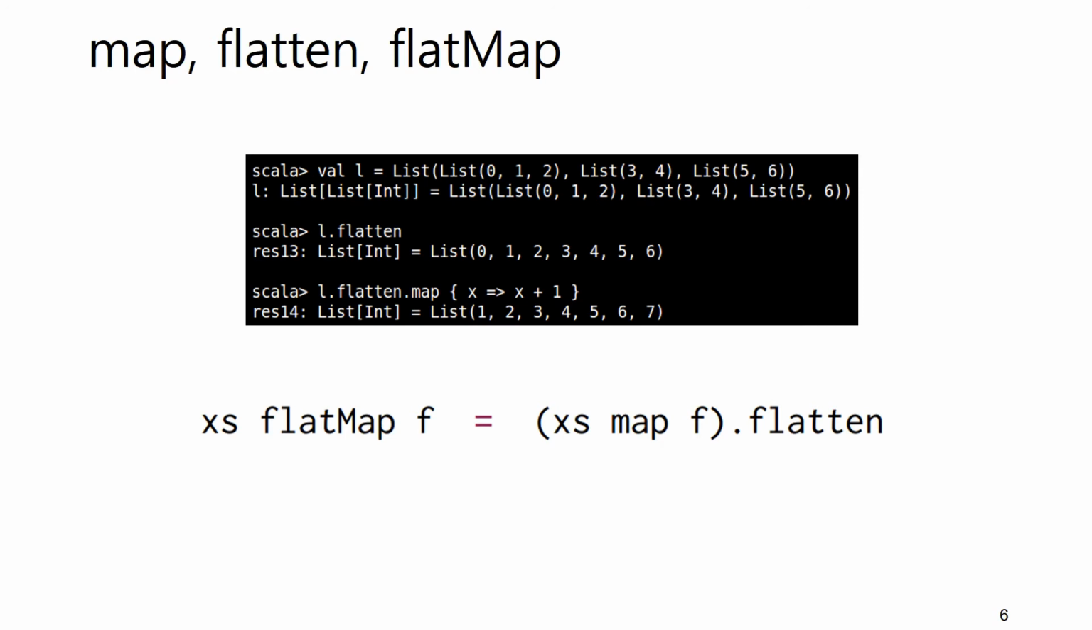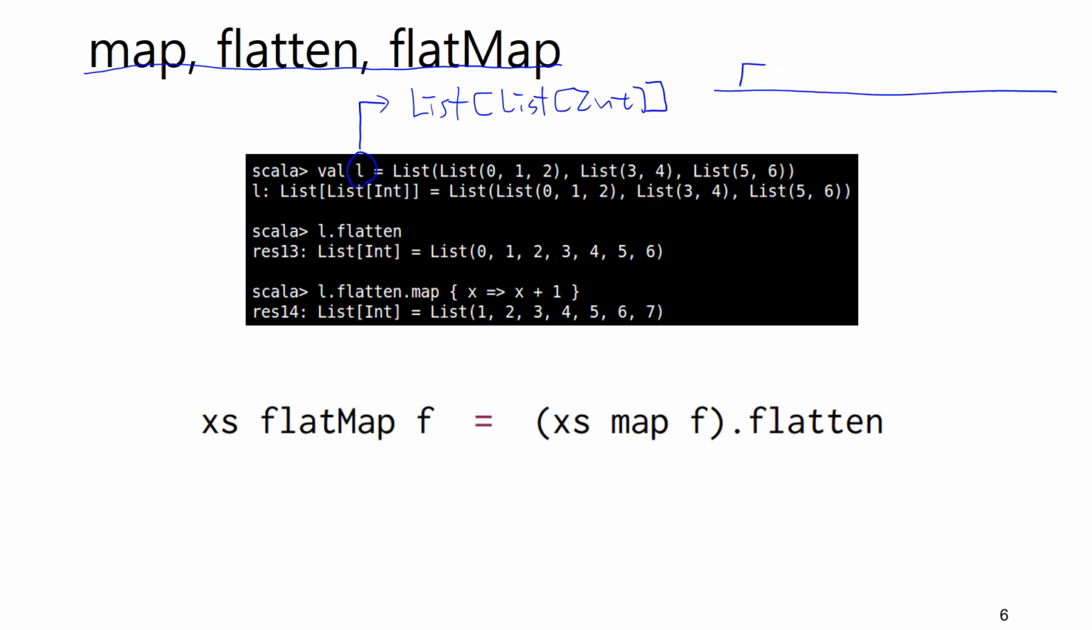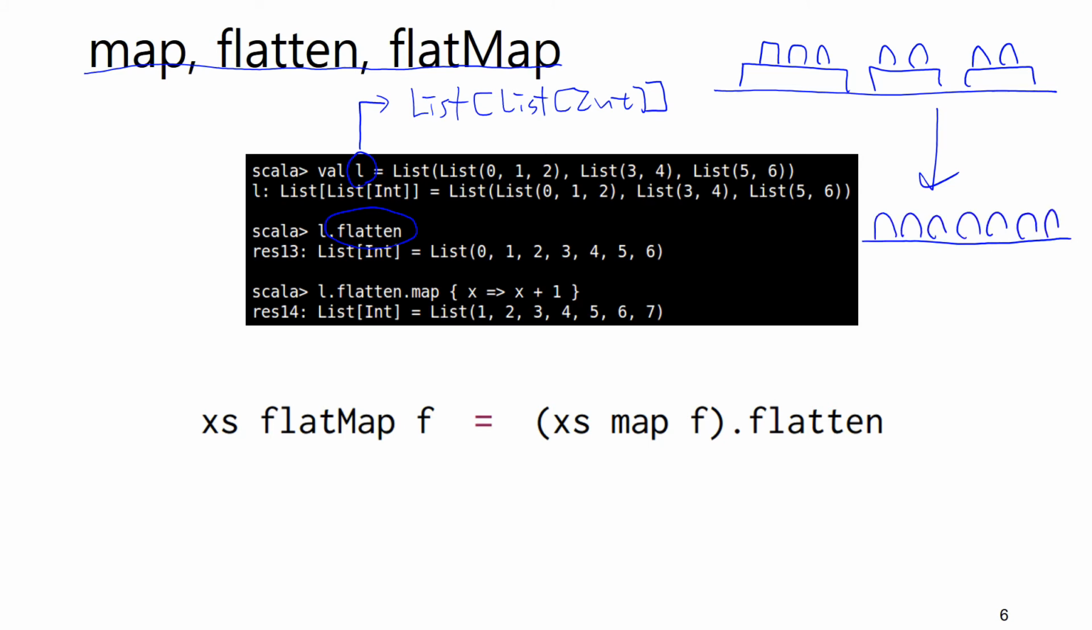To better understand how for comprehension works internally, let's consider these higher-order functions. In this example, we initialize this variable L with a list of lists of integers. We can visualize it as a list of lists of integers. And if you call this flatten method, you literally flatten it to obtain a list of integers in the same order.